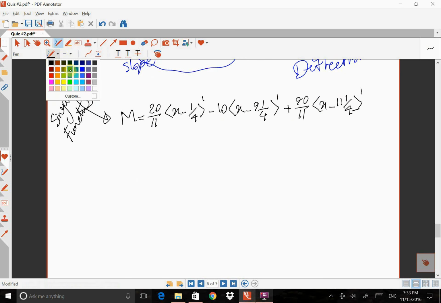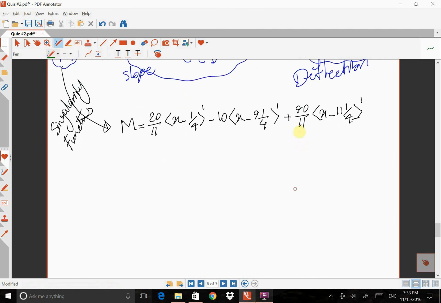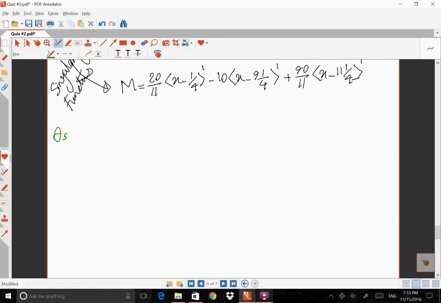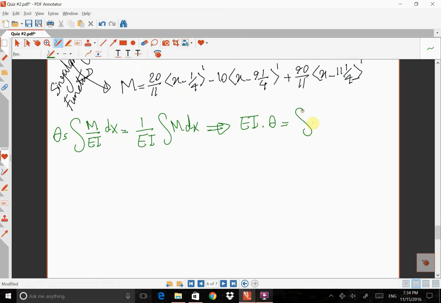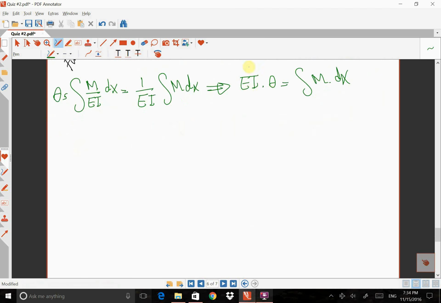What I need to do now is find the slope based on this equation. So the slope will be the integral of M over EI dx. But because EI is constant in this question, it can come out from the integral, so that will be 1 over EI times the integral of M dx. So I can find EI times theta, that will be the integral of M dx. Okay, I'm going to find this term.